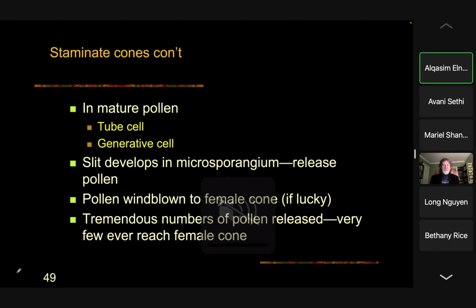Sorry, one last question. Is the microsporophyll the same thing as the staminate cone?